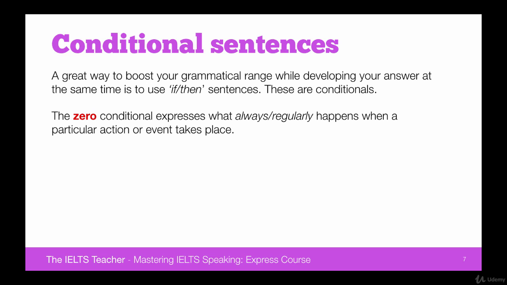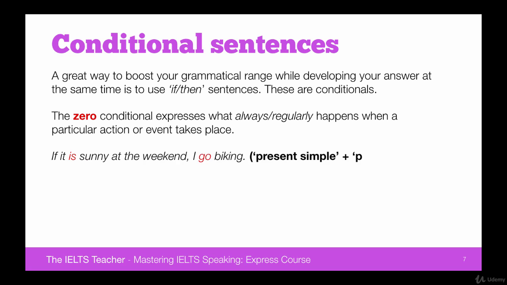If you are confident that you know what these are, you may want to just skip over this a little bit here. So firstly, the zero conditional. This expresses what always or what regularly happens when a particular action or event takes place. If it is sunny at the weekend, I go biking. Here, it's just present simple with present simple. Really simple. Zero conditional. The easiest one to use.